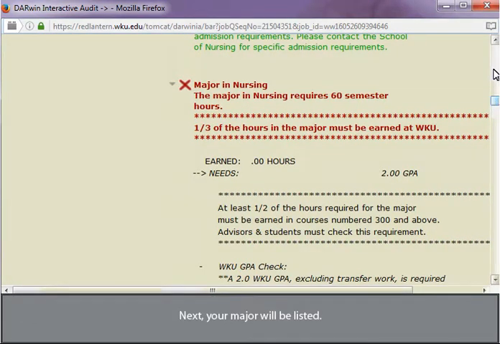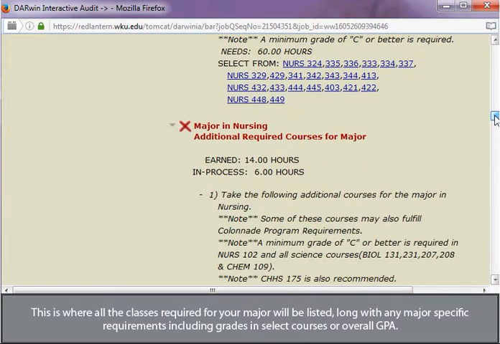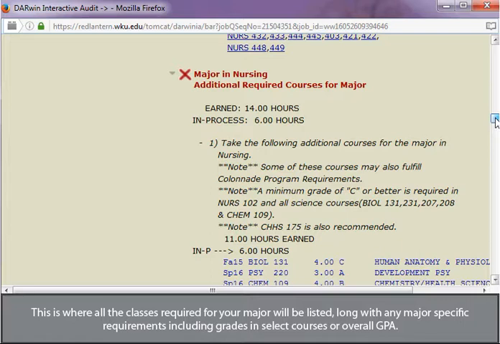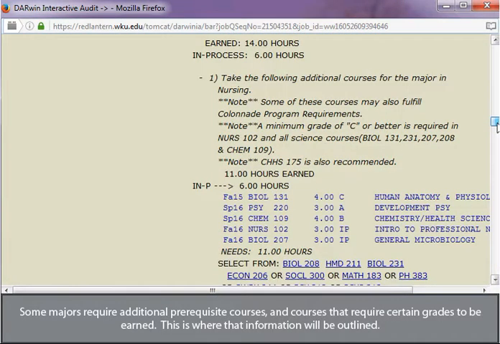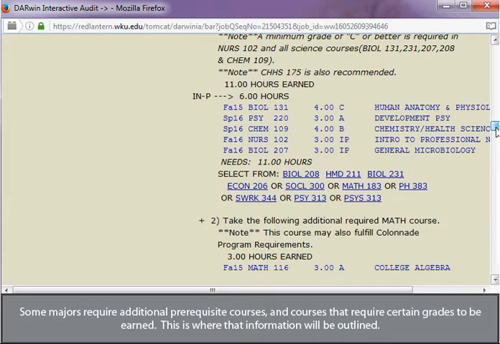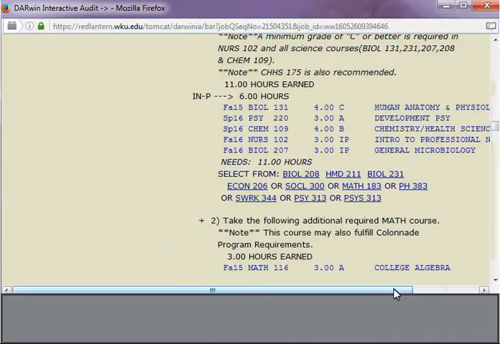Next, your major will be listed. This is where all the classes required for your major will be listed, along with any major-specific requirements, including grades in select courses or overall GPA. Below that, any additional requirements for your major will be listed. Some majors require additional prerequisite courses and courses that require certain grades to be earned. This is where that information will be outlined.